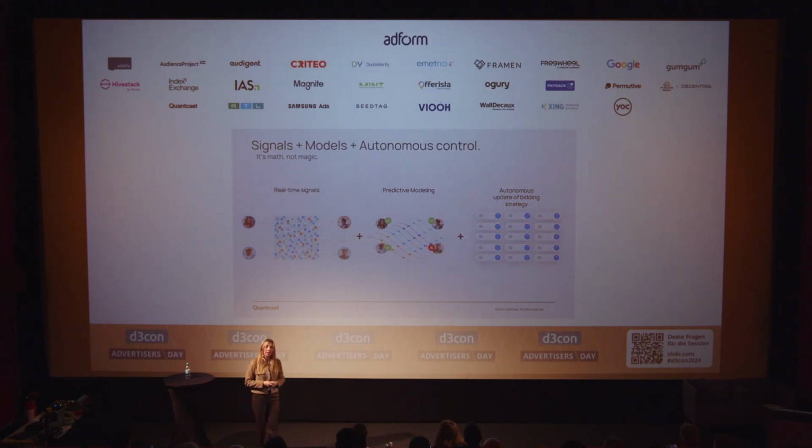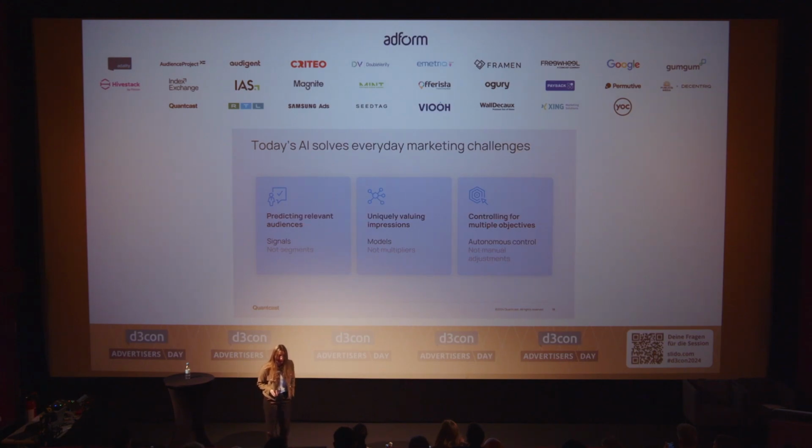And that's another thing where AI is going to be making the difference, rather than having manual adjustments. So that's basically it. Signals, not segments. Models, not multipliers, like in a formula. And autonomous control rather than manual optimizations and adjustments. And if you look into these in detail, they really solve for some of our marketing challenges.